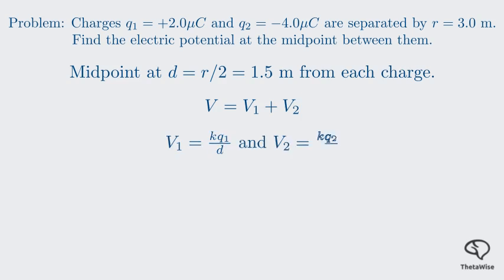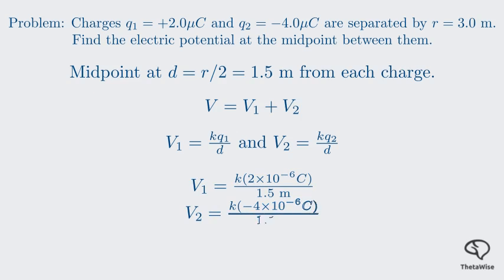Using our formula V equals KQ over r. The potential from the positive charge, V1, is K times Q1 divided by 1.5 meters. The potential from the negative charge, V2, is K times Q2 divided by 1.5 meters. Let's plug in the numbers. V1 is K times 2 microcoulombs divided by 1.5 meters. V2 is K times negative 4 microcoulombs divided by 1.5 meters.